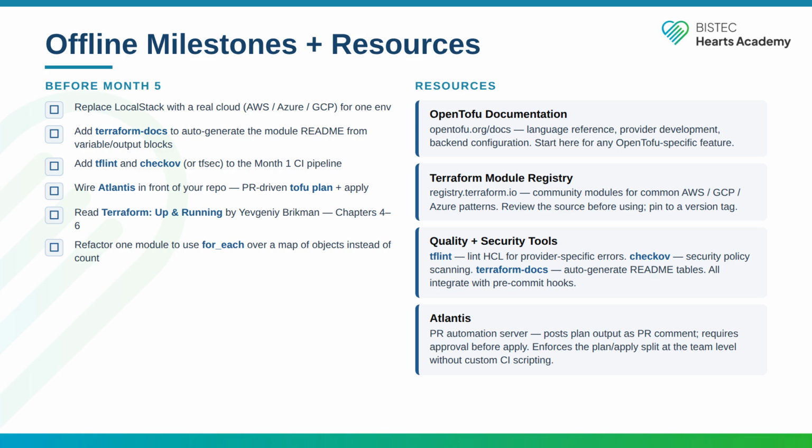Wire Atlantis in front of your repo. Every pull request that touches tf files gets an automatic tofu plan comment. Approval plus merge triggers tofu apply. This is the gold standard for team IaC. No manual applies from laptops in production.